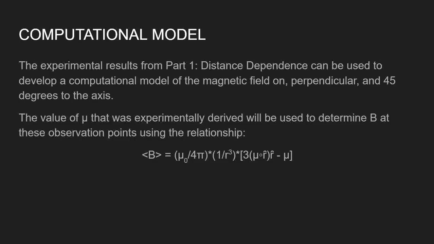The experimental results from part 1 can be used to develop a computational model of the magnetic field on, perpendicular, and 45 degrees to the axis. The value of the magnetic moment that was experimentally derived will be used to determine B at these observation points using this relationship in the computational model, which is shown here, with the white representing the bar magnet and the arrows representing the various magnetic fields.